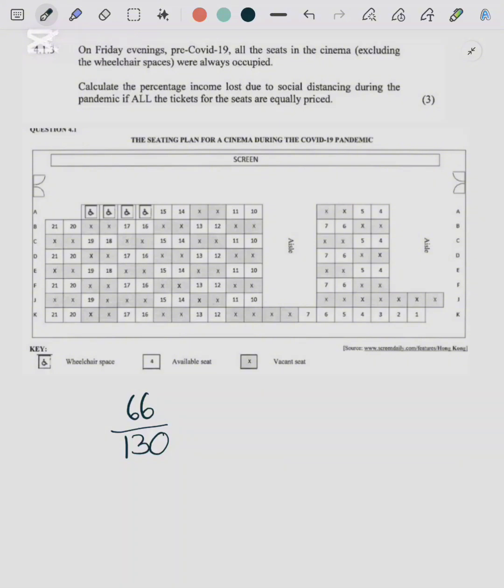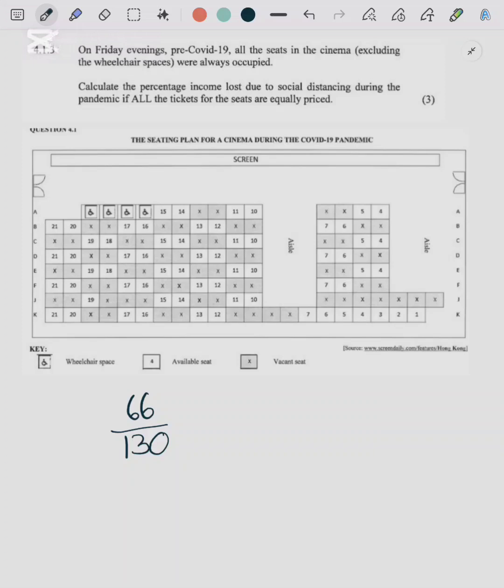Now, I know they say here percentage of income, but percentages work across. So if we're talking about percentage of income, we can also just talk about percentage of seats. Imagine each seat was 1 rand. Then if every seat was 1 rand and they sold all these seats pre-COVID, they would have made 130 rand. And then if during COVID they were still 1 rand, but 66 of them were empty, 66 would be the part that is not being earned.